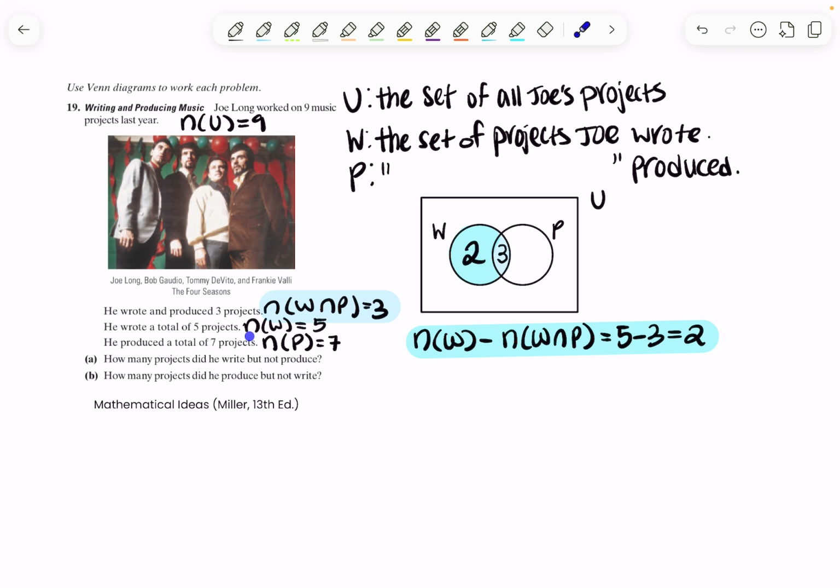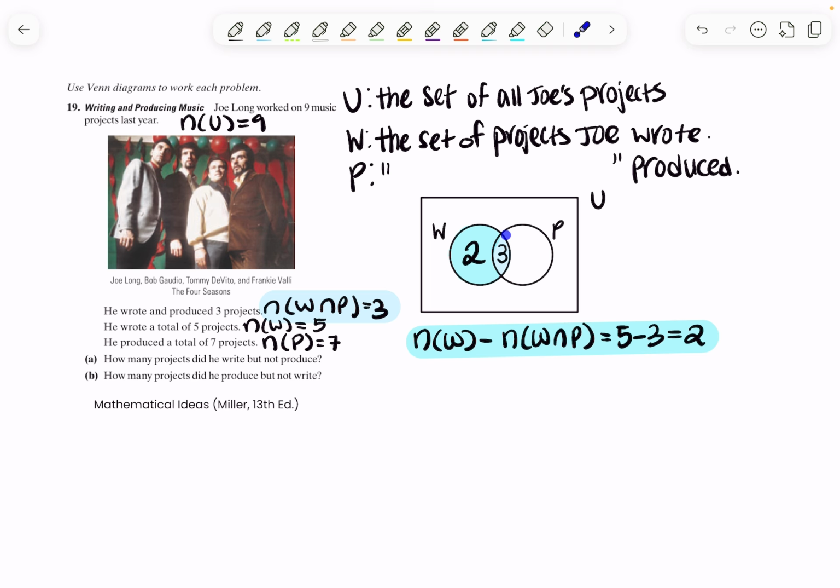And you can always check your work. You know that the number of projects in set W is supposed to be 5. So all of the cardinal numbers inside W should add up to 5. And do they? Yes. 2 plus 3 is 5. So in total, we have 5 projects in set W. And this is what you would have to write on Hamidi's tests or quizzes in order to get full points to show your work.